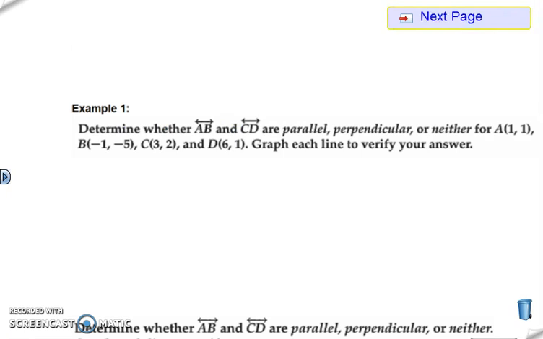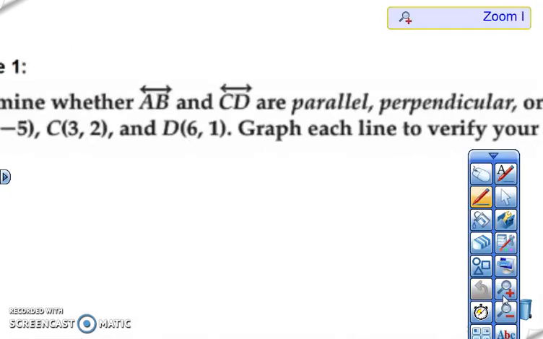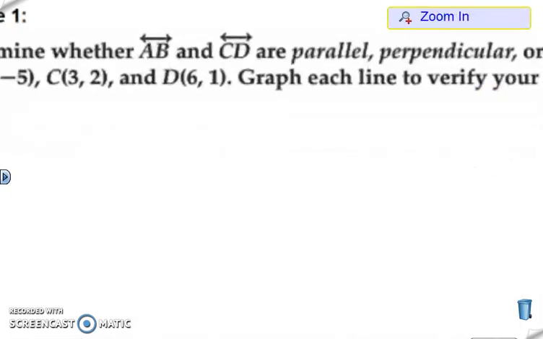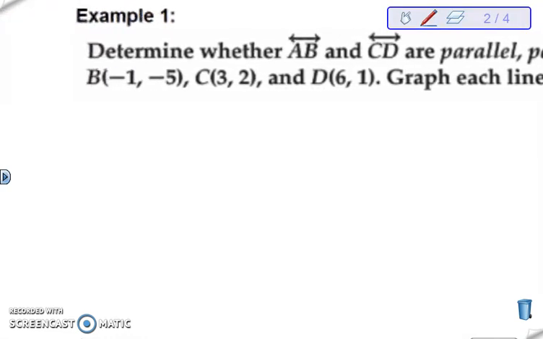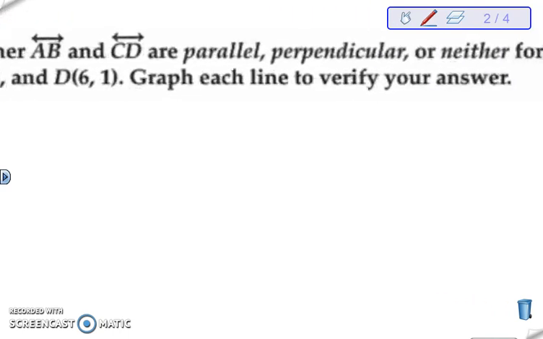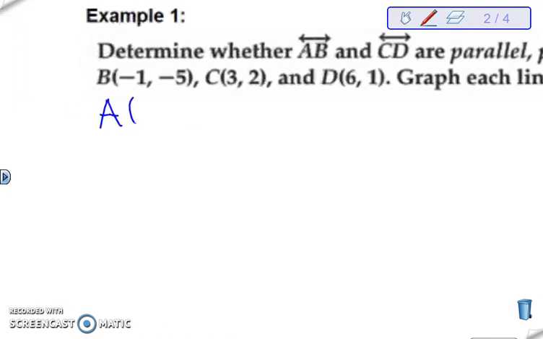So let's look at an example. They've given us some points, and they want to know whether the lines formed by these points are parallel, perpendicular, or neither. So we have 2 points, A and B, for the first line. So I'm going to just copy down the points again. A is (1, 1), and B is (-1, -5).